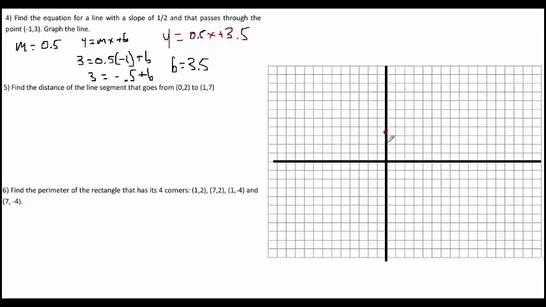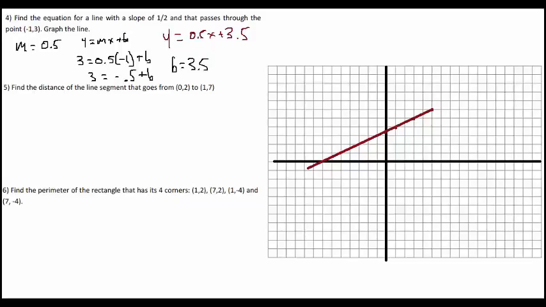So that means a half up for every 1 over, which means 1 up, 2 over. Well, we can do the first one: a half up, 1 over. And then we can do, let's say, 1 up, 2 over, which is the same thing as a half up, 1 over, and then we can just go ahead and draw the line. All right, very good. Number 5, let's quickly go to that one.